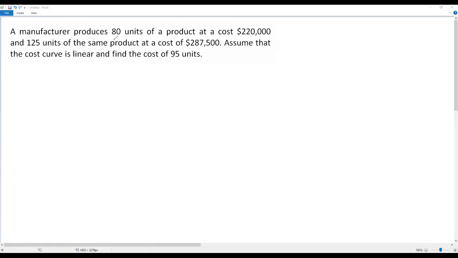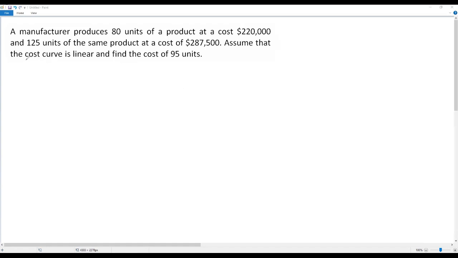A manufacturer produces 80 units of a product at a cost of $220,000 and 125 units of the same product at a cost of $287,500. Assume that the cost curve is linear and find the cost of 95 units.